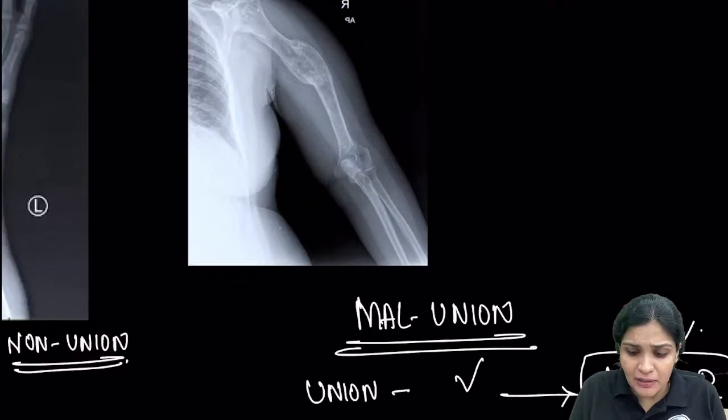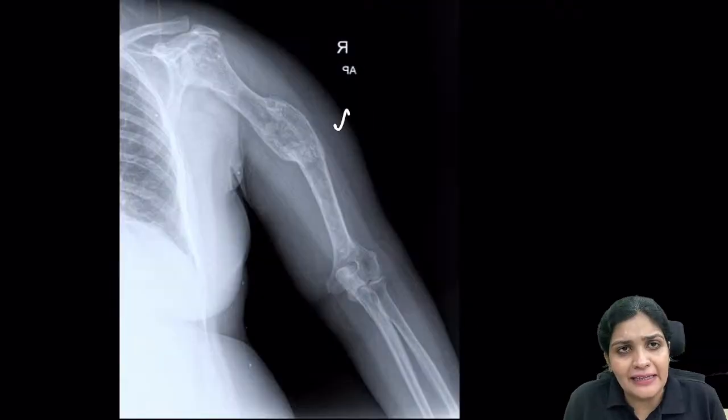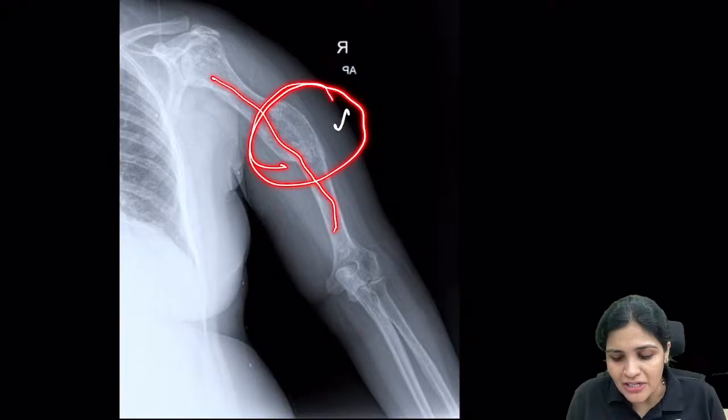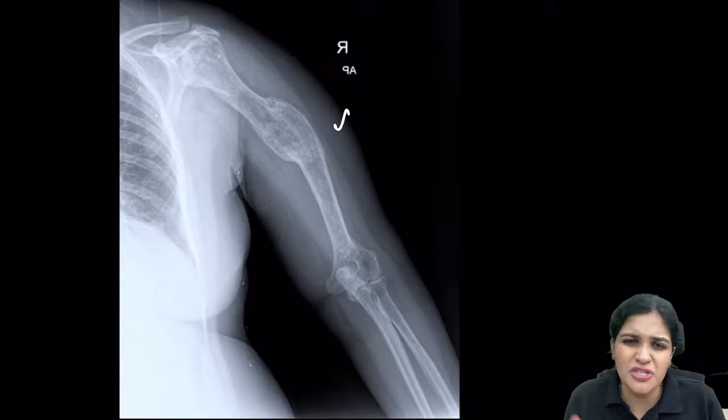Do you think the bone will function normally here after aligning like this? No, right? So this is malunion, where union occurs, but the length is not achieved. There is no proper alignment, and there is some disturbance in the rotational component also.